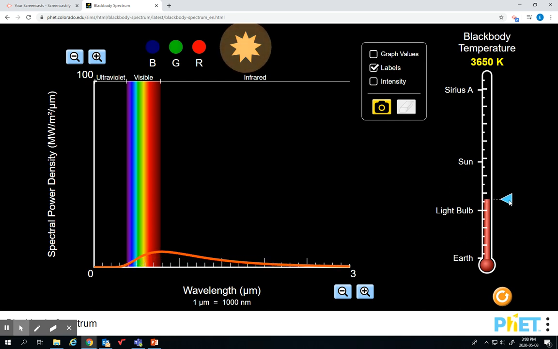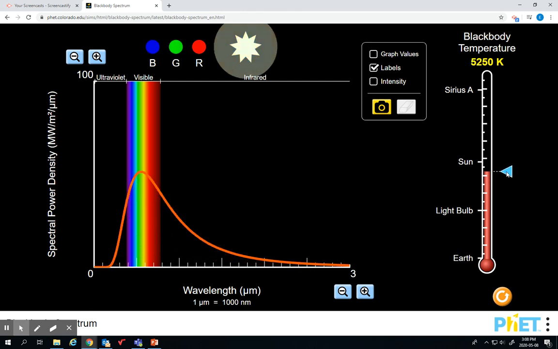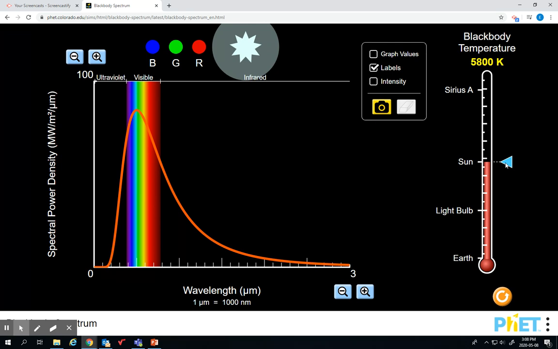As I start to increase the temperature, I can see that I'm starting to emit more. Let's go up to the temperature of the sun or something. Now I'm emitting much more electromagnetic radiation in the visible light spectrum, so lots of red, lots of yellow, green, blue. And then I'm emitting some ultraviolet light, but it always dies off as you get towards high frequency ultraviolet light.